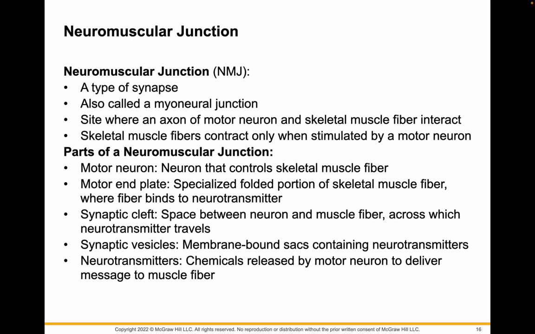So we need to talk about the neuromuscular junction. This is a synapse. A synapse is where a neuron is interacting with another cell. And because it's interacting with a muscle cell, we call it a neuromuscular junction or a myoneural junction. And this is where the axon of a motor neuron interacts with the muscle cell fiber, the cell of the muscle.